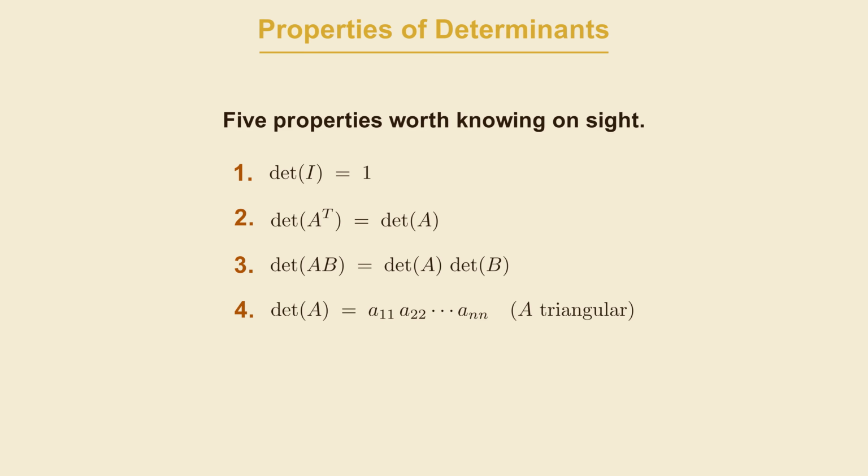And fifth, if you scale every entry of an n by n matrix by some constant c, then the determinant gets multiplied by c to the nth power. So scaling every entry of a 3-asset portfolio by 2 multiplies its determinant by 2 cubed, which is 8. The scaling is not linear because every row picks up the factor. So those are the 5 rules.